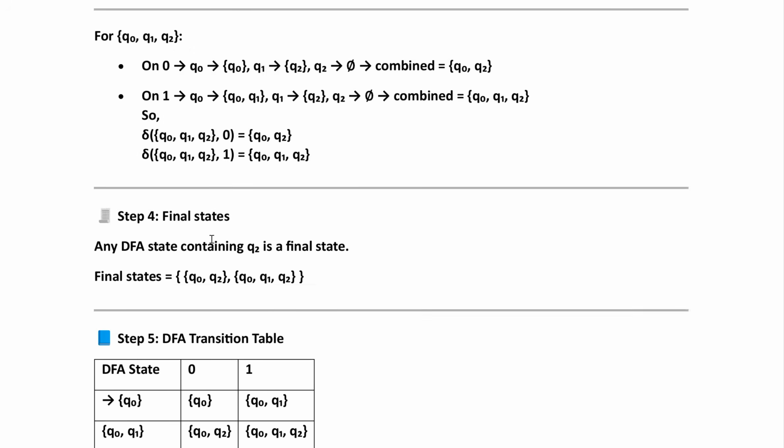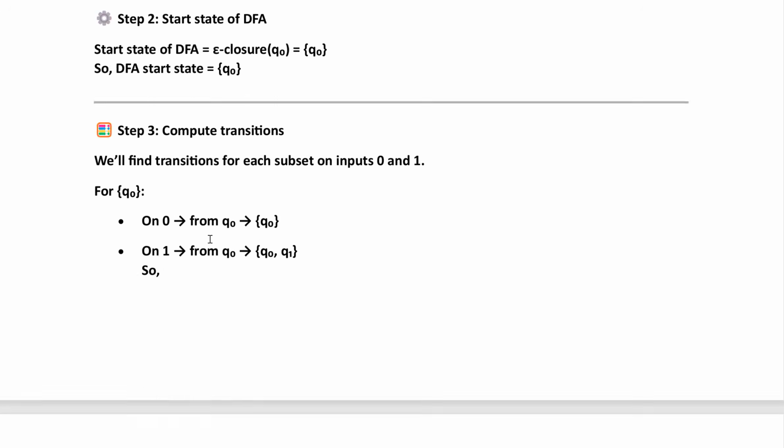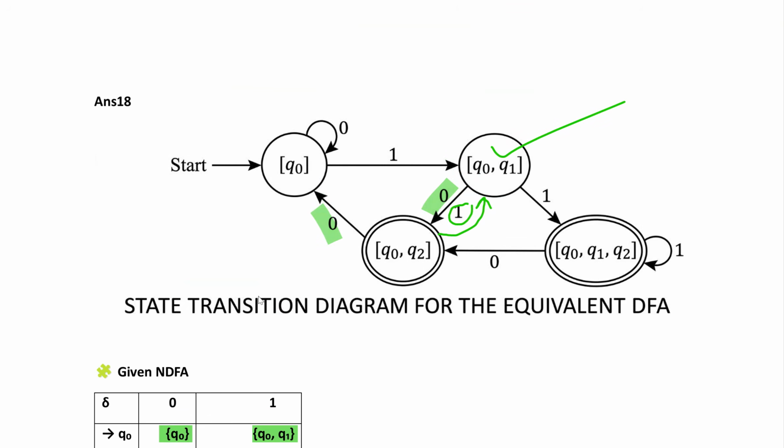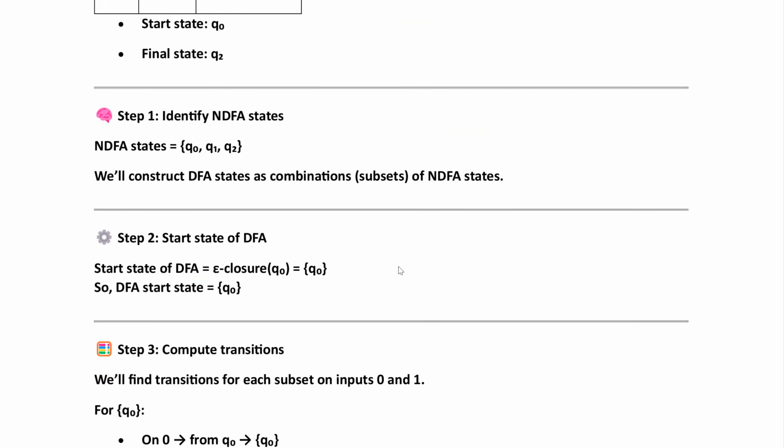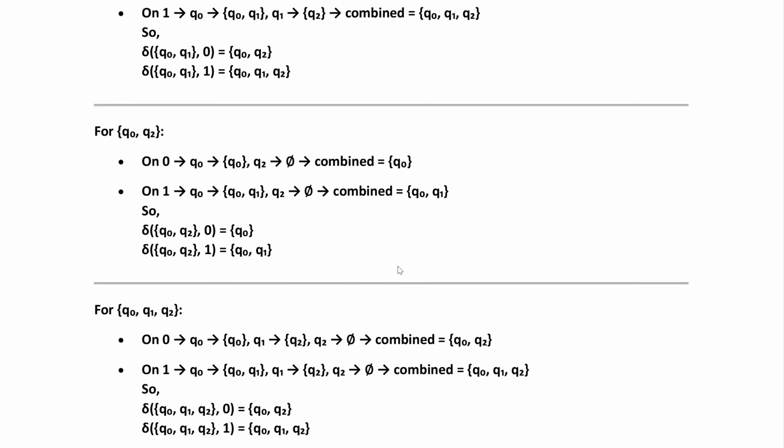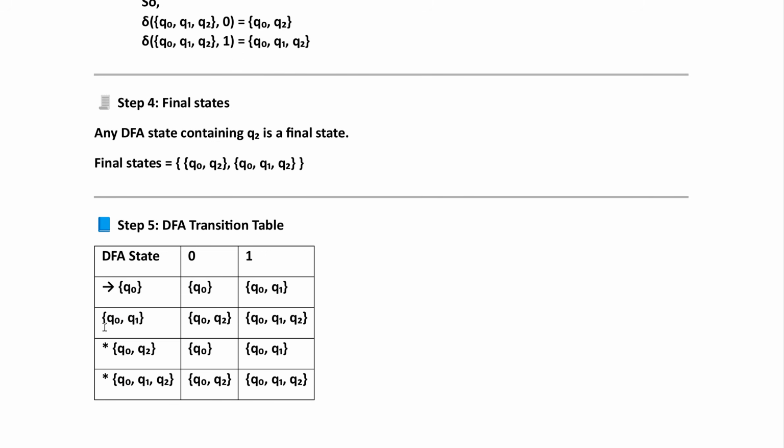Whatever states we are getting, we take those states as the input state. So when we apply 1 on Q0, the next state is Q0, Q1. So this Q0, Q1 now becomes the new input state, as you can see here. This becomes the new input state.